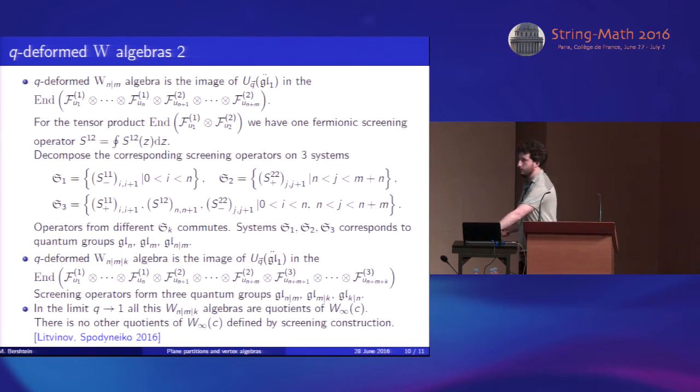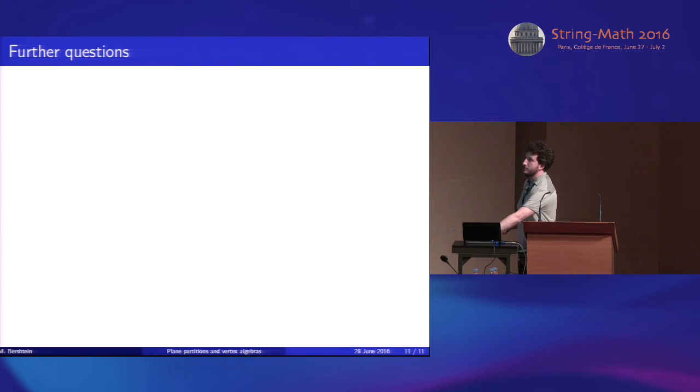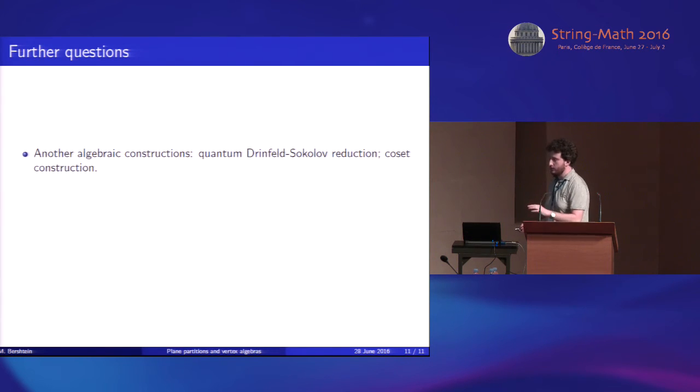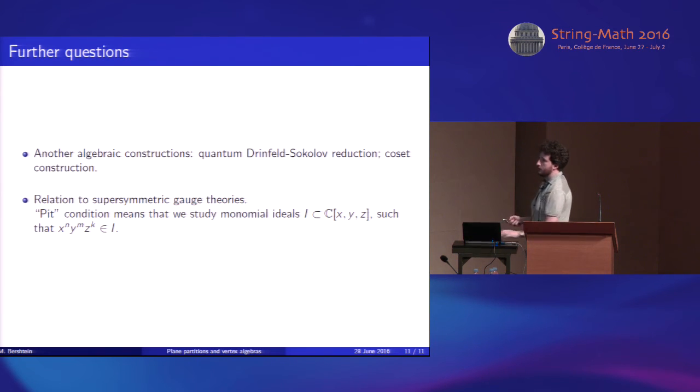Okay, I think I more or less should stop. This is the last slide about further questions. I put here 2 questions. One question is how to find another algebraic construction of this algebra, which I mentioned in the beginning, quantum Drinfeld-Sokolov reduction or coset construction. I mean, a different construction can help us to see different properties of the representation. And the second question is what is the relation to the instantons in supersymmetric gauge theories?